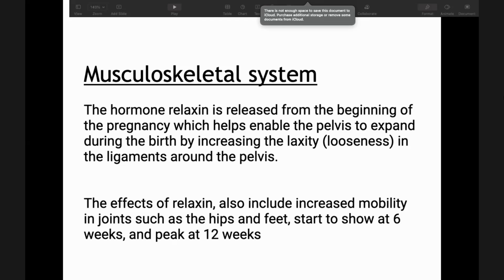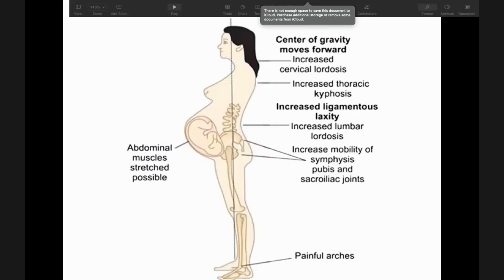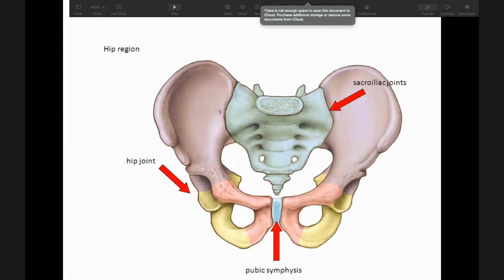And also lower and upper back pain, and sometimes costochondritis. All these are common, so you should know. As the baby becomes big, the abdominal muscles stretch, and in the joints there will be a lumbar lordosis, increased mobility of the joints, and painful arcs. These are the musculoskeletal changes in the body. The sacroiliac joints become loosened, and that becomes painful. At the pubis symphysis, there will be a little bit of separation.